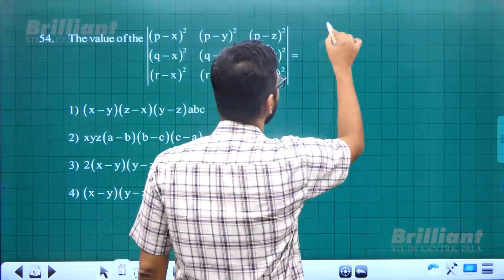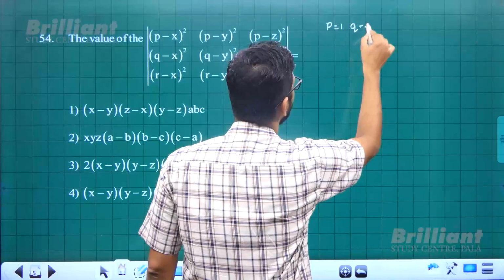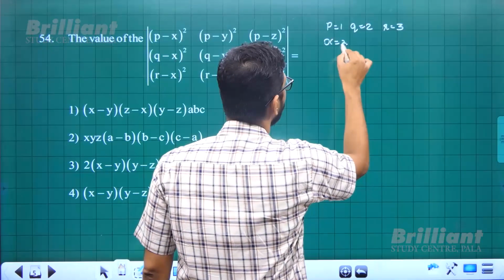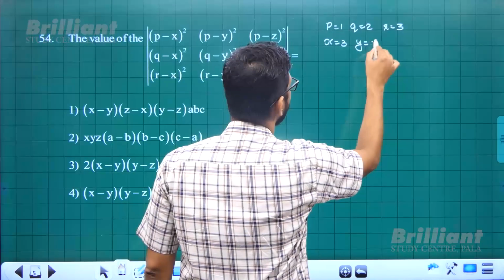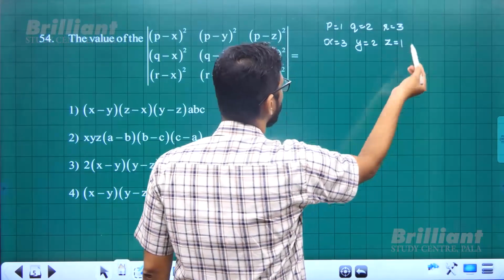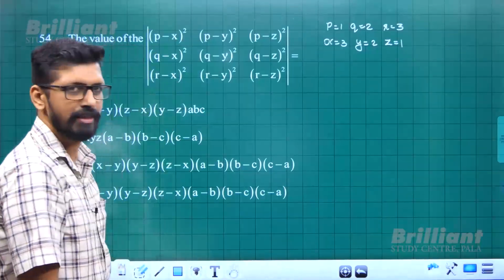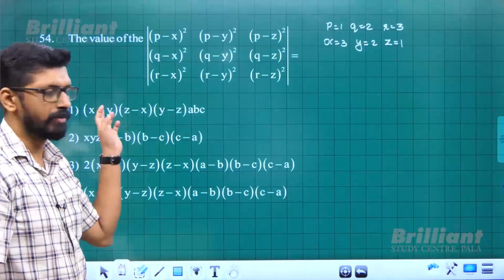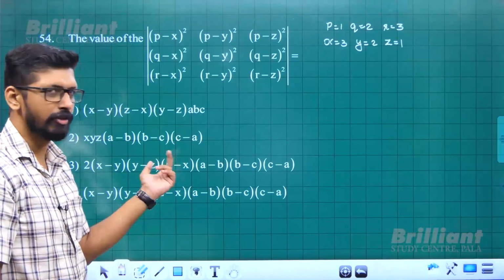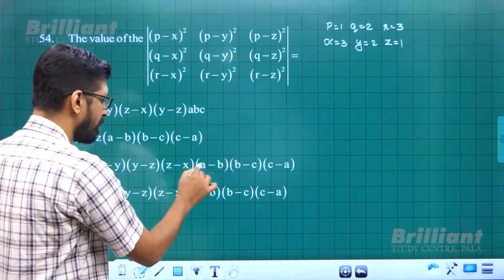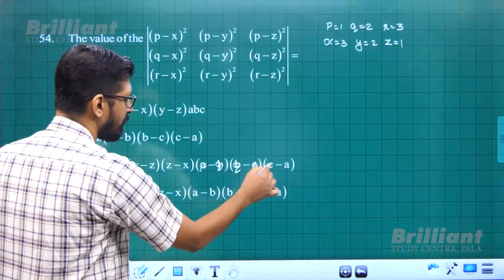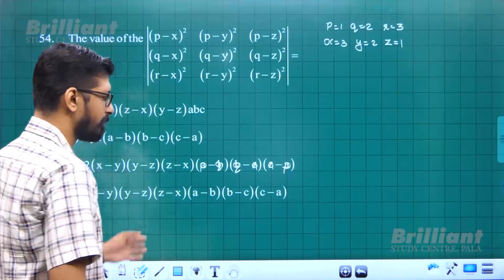P ക്ക് ഞാൻ 1 കൊടുക്കും, Q ന് ഞാൻ 2 കൊടുക്കും, R ന് ഞാൻ 3 കൊടുക്കും. X ന് ഞാൻ 3 കൊടുക്കും, Y ക്ക് ഞാൻ 2 കൊടുക്കും, Z ന് ഞാൻ 1 കൊടുത്തു എന്ന് വിചാരിക്കാം. തിരിച്ച് അങ്ങോട്ടും ഇങ്ങോട്ടും മാറ്റി കൊടുത്ത് വെറുതെ സെയിം കൊടുത്താൽ സെയിം തന്നെ കിട്ടും. ഇപ്പം P ക്കും Q നും R നും എല്ലാം 1 തന്നെ കൊടുത്താൽ ഇതുണ്ട്, ഇത് 0 ആയിപ്പോകും. ഇത് PQR ആണ് കേട്ടോ, ഇതെല്ലാം PQR ആണ്.